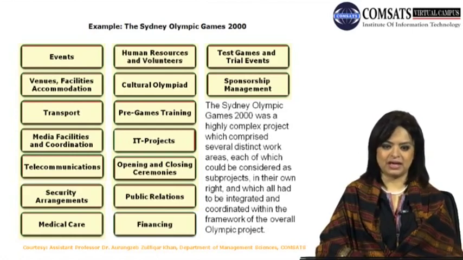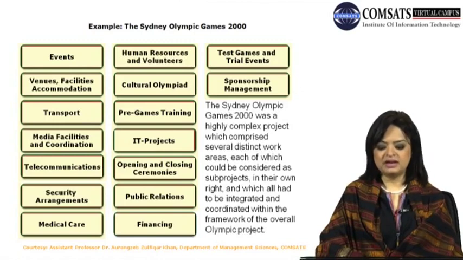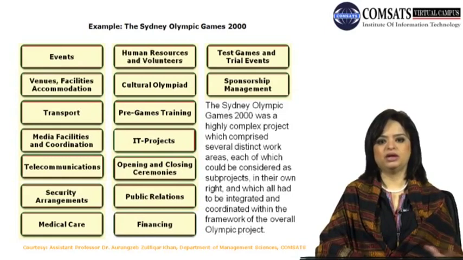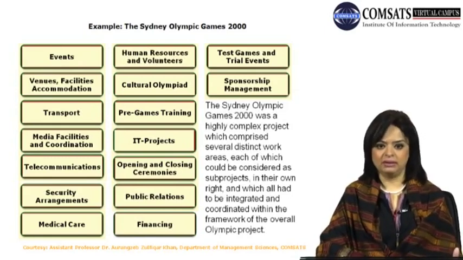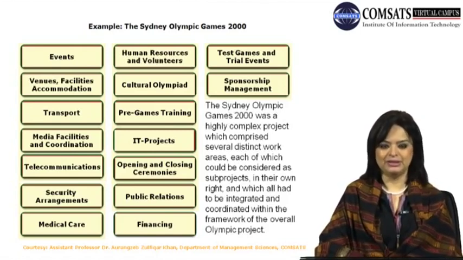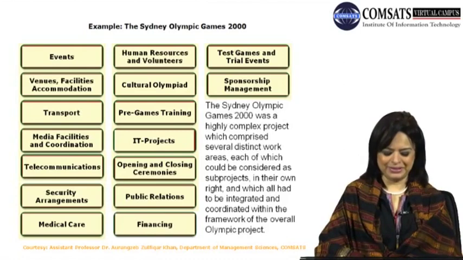Everybody understands that. We just had the London Olympics, which comprised several distinct work areas, each of which could be considered as sub-projects in their own right, and which all had to be integrated and coordinated within the framework of the overall Olympic project. This is just an example. I could change the name to any other, the 2012 Olympics, the 2004 Olympics, or the 2008 Olympics, and the 2016 Olympics, right?